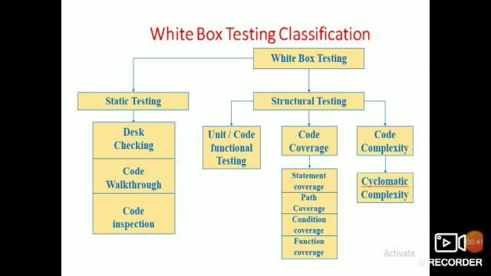Next, we will see the classification of white box testing. White box testing is divided into two parts. One is static testing and another is structural testing. Again, static testing is divided into three parts: desk checking, code walkthrough, and code inspection. And structural testing is divided into three types: unit or code functional testing, code coverage, and code complexity.